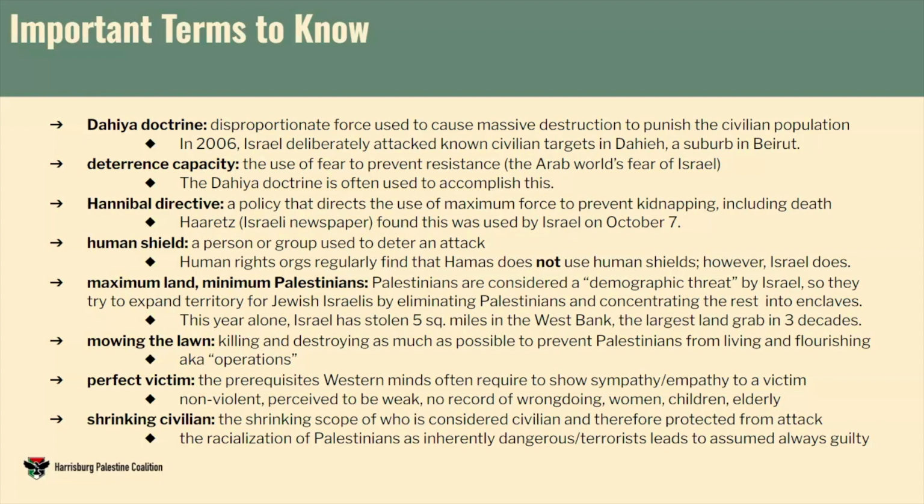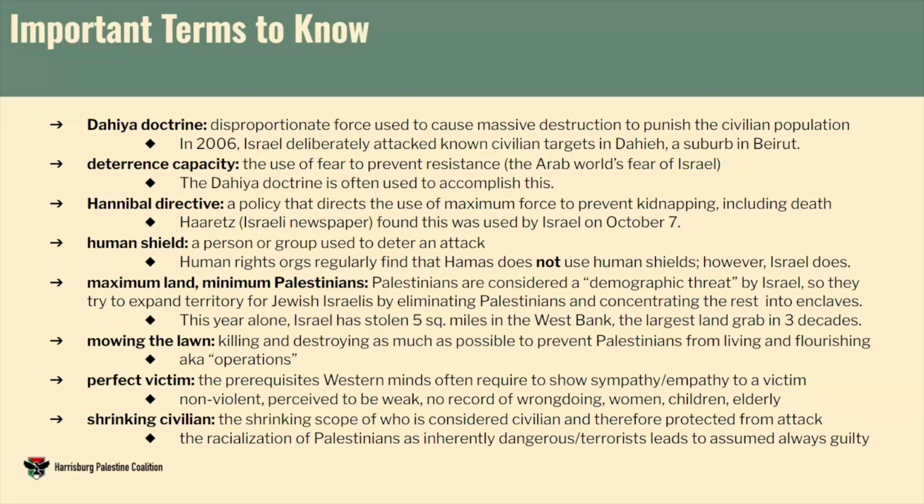Our next term, the Hannibal Directive, is a policy that directs the use of maximum force to prevent kidnapping, including death. Haaretz, which is basically like Israel's New York Times, found that that directive was used by Israel on their own people on October 7th. This directive is also used if a high-ranking military official is captured, because they're trying to avoid prisoner and hostage exchanges. So it's easier just to kill them, and then there's no one that they have to try to bargain for.